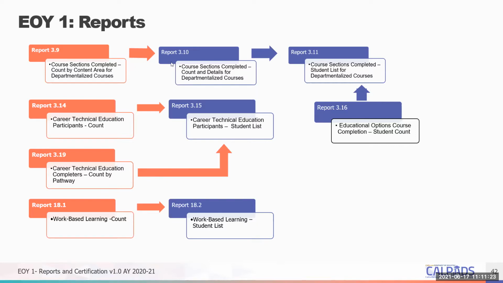And then the supporting reports, those reports that show you either the individual course detail or the individual student detail are in blue. And so I'm not going to walk through each one of these. This information is also available in the user manual. If you were to look at report 3.14 in the CalPERS user manual mapping guide section, you would see down in the table below that it's linked to report 3.15.